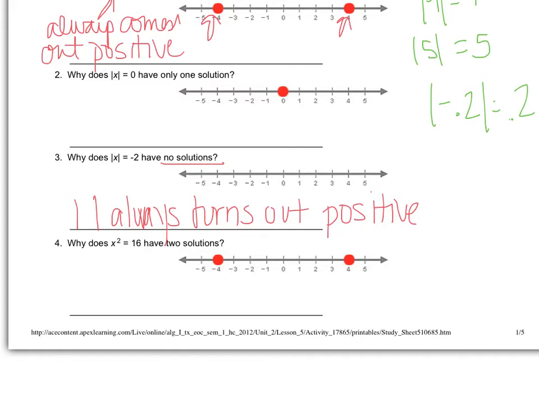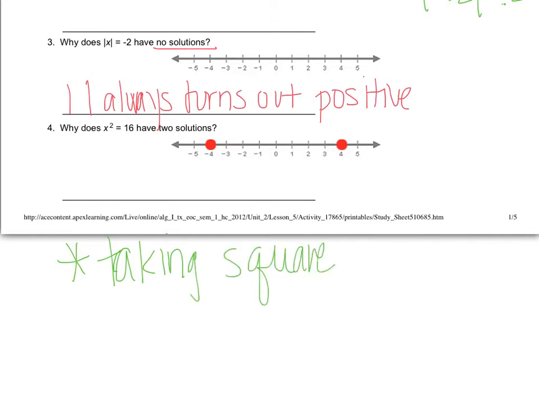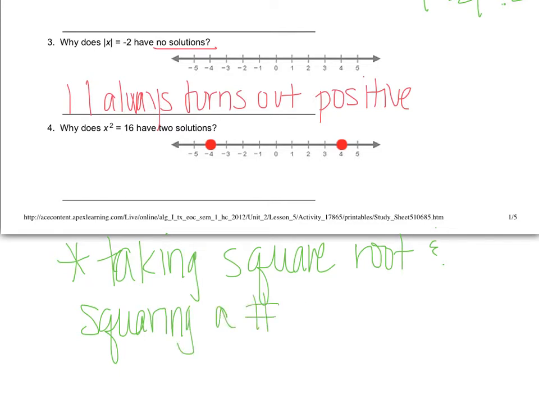And the reason this matters is because when we get to questions like number 4, which says, why does x squared equals 16 have two solutions? Well, in order to solve this, we said that squaring and square rooting undo each other. So you need to write this down: taking the square root and squaring a number are opposites.